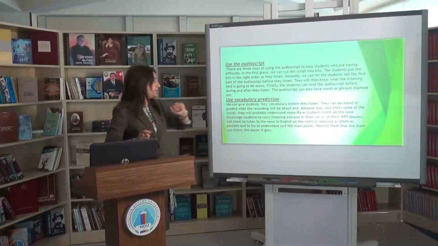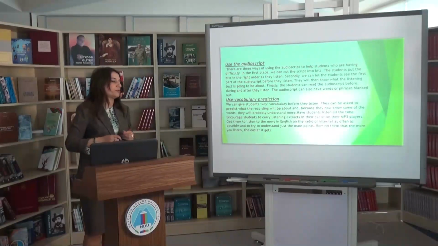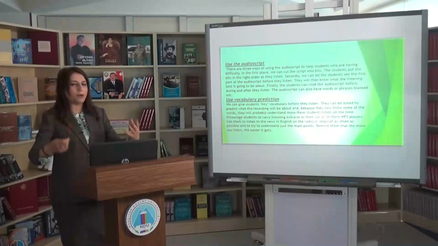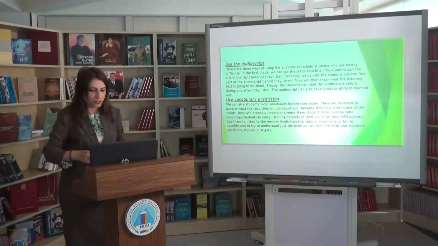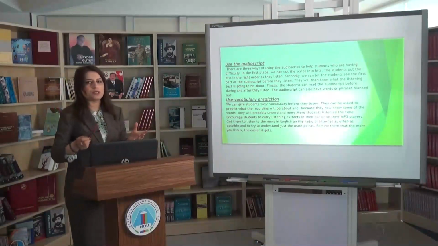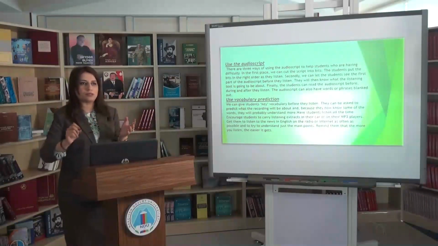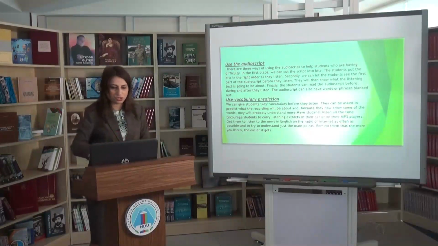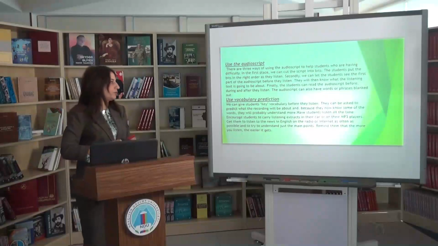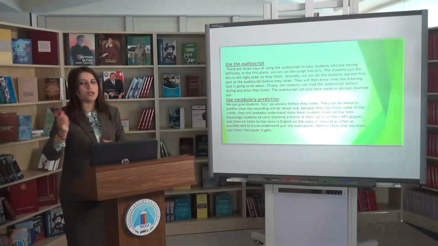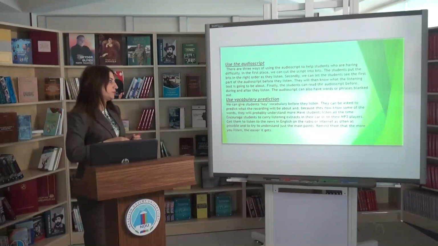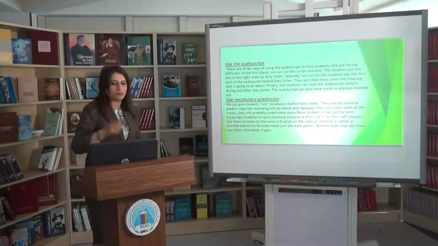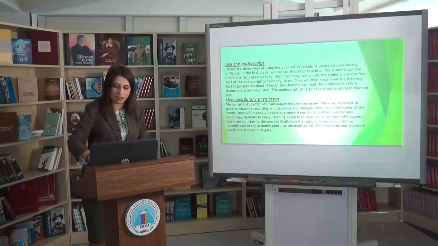We can use vocabulary prediction. We can give students key vocabulary before they listen. They can be asked to predict what the recording will be about. We will give a list of vocabulary keywords, and because they know some words, they will understand more. If they don't know any words, they will find them in the dictionary and so on. We may also ask them to listen to the news on English radio. We can give them extracts from different sources and remind them that the more you listen, the easier it gets.